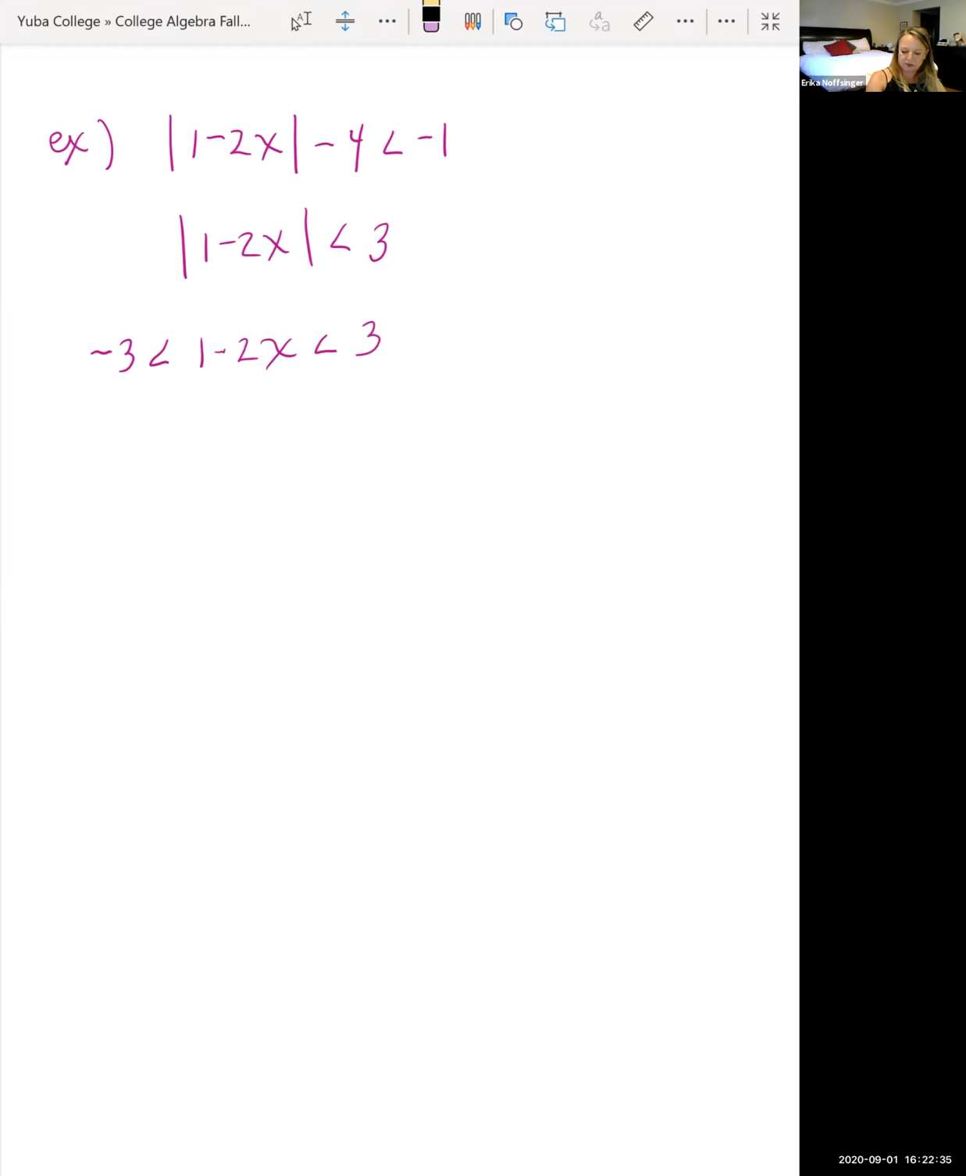So let's solve this by isolating the value of x in between the inequality. So if we subtract 1 on all sides, we get negative 3 minus 1 is negative 4, is less than negative 2x, is less than 2. So this is where we got to be careful. To get that x by itself, we have to divide by a negative. And if we divide by a negative, we're going to have to change these signs.